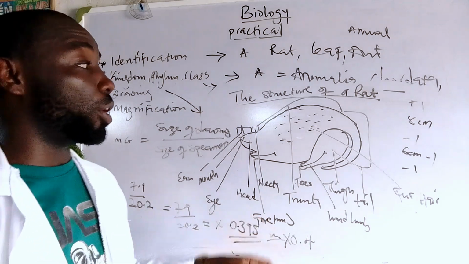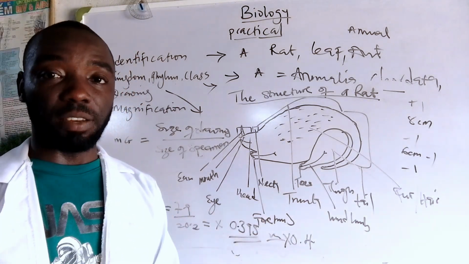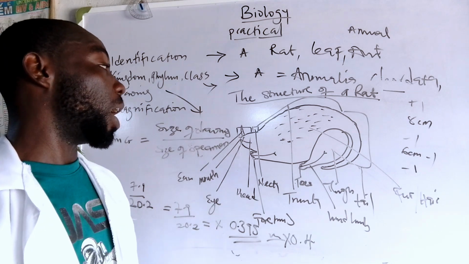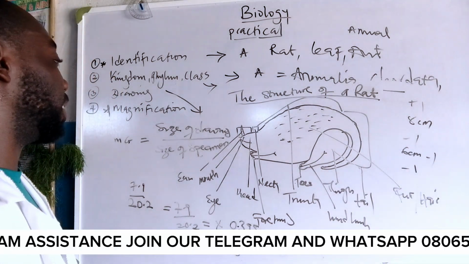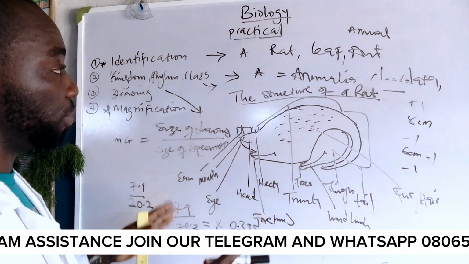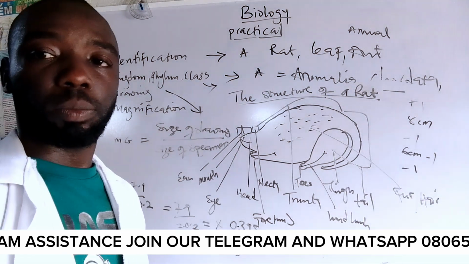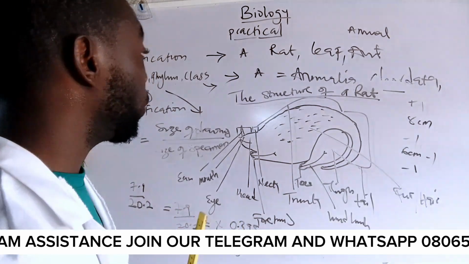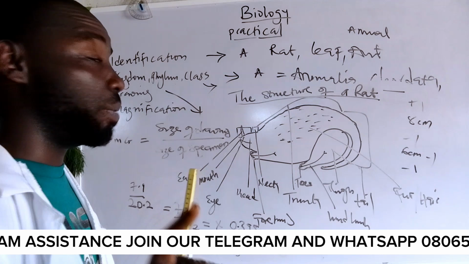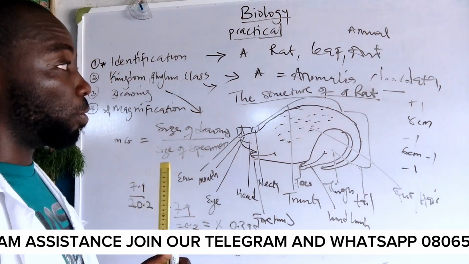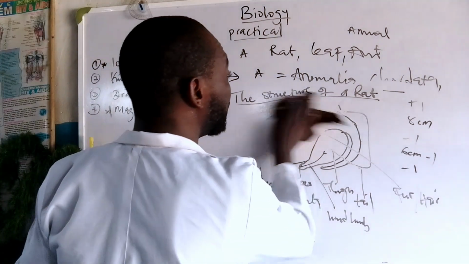So in every drawing, once you are done drawing, ensure you calculate the magnification. With this, you are already having all the marks that is given in that particular specimen. Okay, so that is that. Now let's take a look at something very important in the aspect of drawing. Like I said earlier, drawing is very, very important.